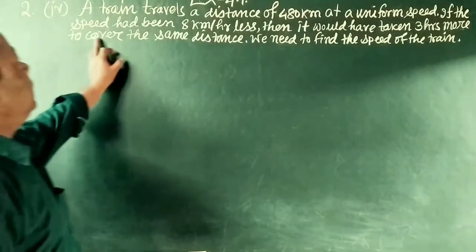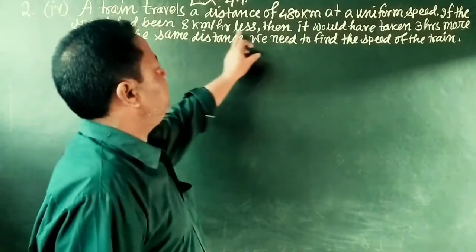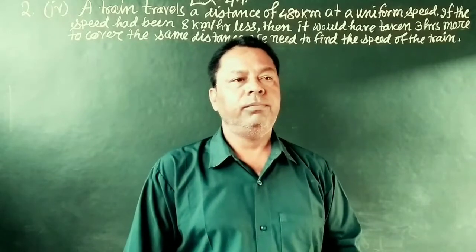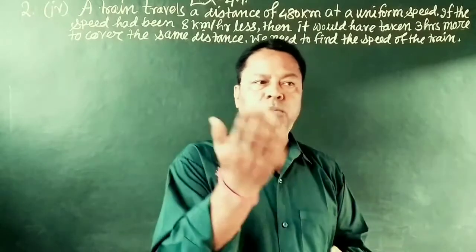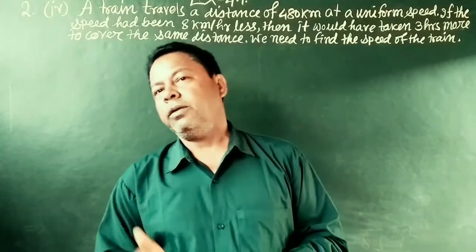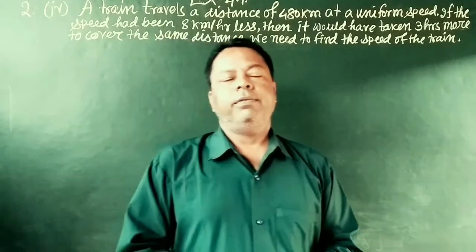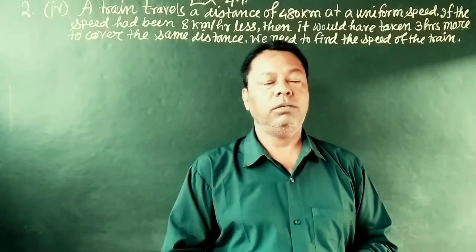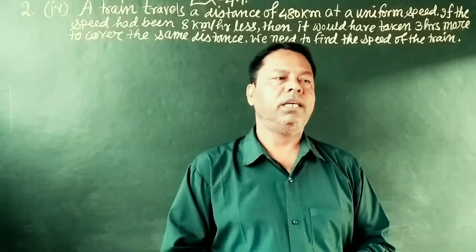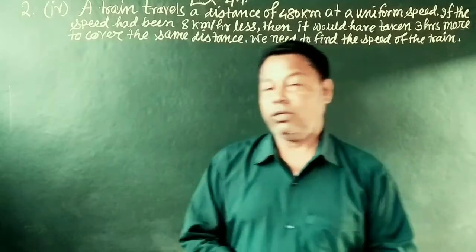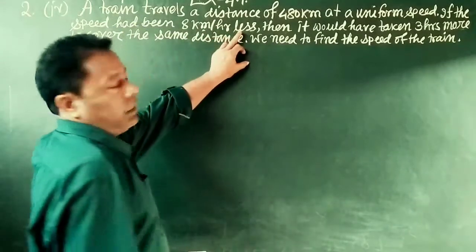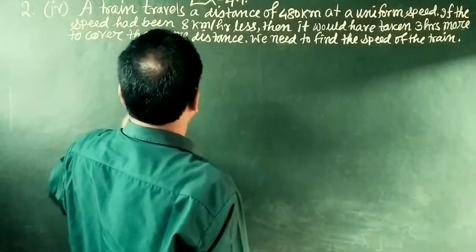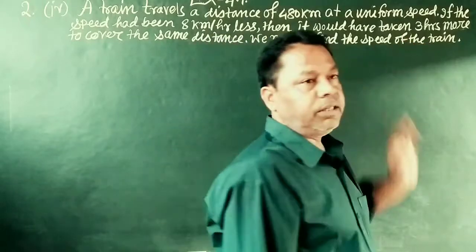So here, if the speed had been 8 km less, if speed is less, then it will take more time or less time? If speed more, less time. If speed less, more time. So if you run, then you will take less time, and if you walk slowly, then you will take more time. Yes or no? So try to understand that if speed is less, in this case time required is more. So here our work is to find out the speed of the train.